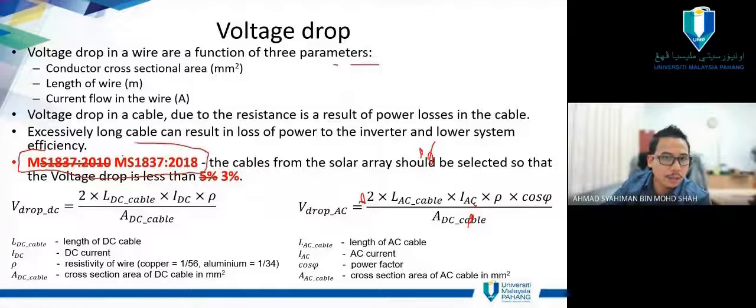Ni penting untuk awak mengetahui, bukan untuk dihafal tapi penting untuk diketahui. Originally MS1837 2010, the cable from the solar array should be selected so that the voltage drop is less than 5%. Originally adalah 5%. Tapi ni pada tahun 2010 lah.